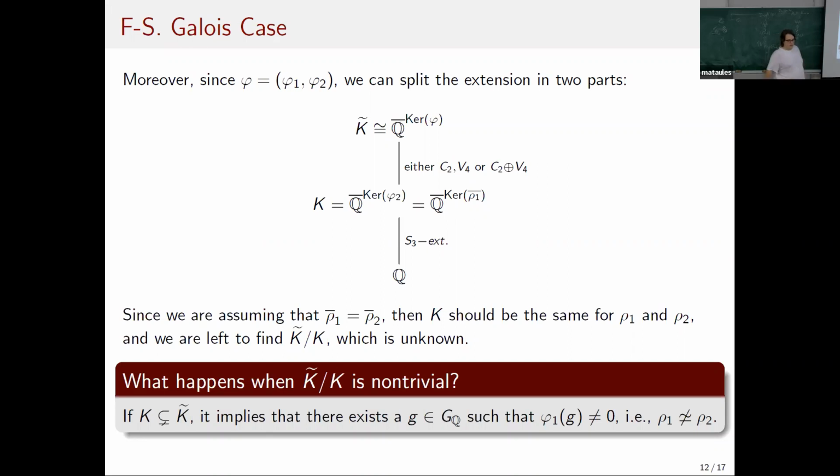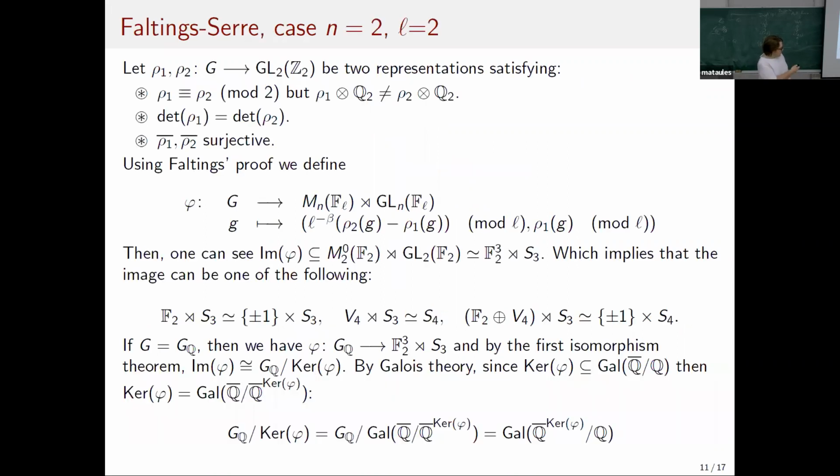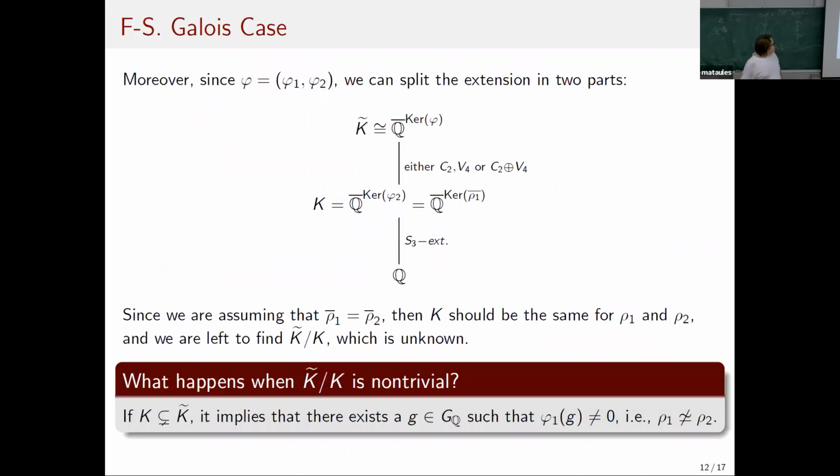Yeah. GL2 of F2 is S3, right? GL2 over F2, yes, right. Yeah. This is what I said. So this semi-direct product, each of these groups individually is one of these. Okay.